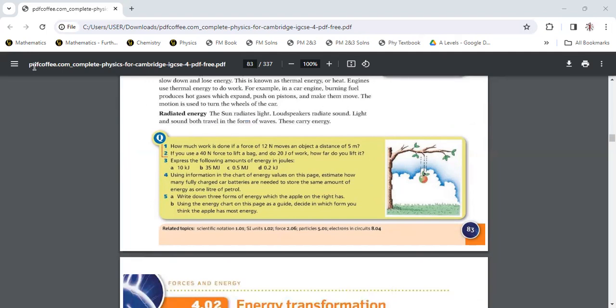So let's start with Alvin. How much work is done when a force of 12 Newton moves an object a distance of 5 meters? What formula would you use for this? W equals F times d. Yep. Because work is force times distance, 12 times 5 meters means it's 60 Newton meter.